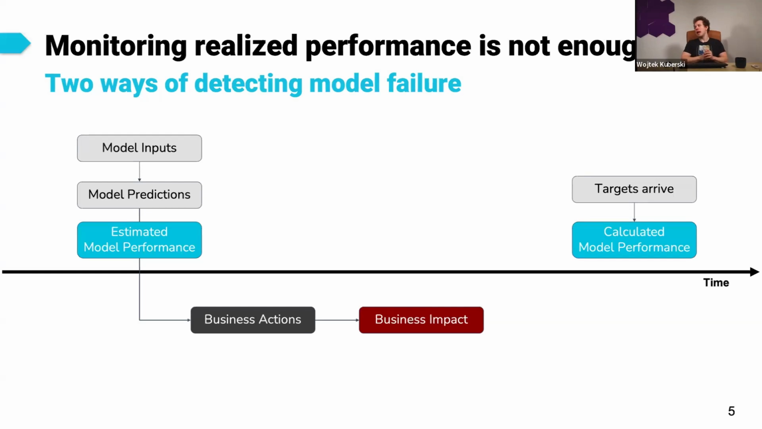And then, of course, we still want to calculate the model performance later on, because estimating model performance is quite good and quite accurate, but it's not perfect. So we still want to make sure that we actually detect model failure that might be due to something else than covariate shift, for example, concept drift.